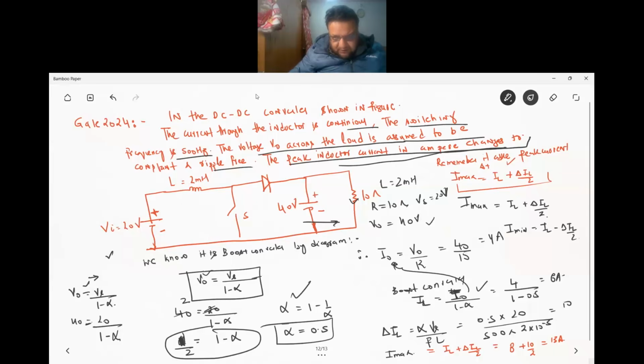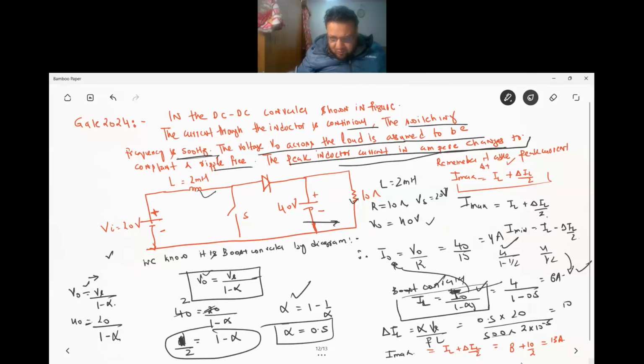Then you need the value of I naught. I naught is V naught by R straight away. So that is 40 by 10. This is 4 amperes, right? And then you need the IL value. We saw the equation IL is equal to I naught by 1 minus alpha. So I naught is 4, 1 minus 0.5, 4 divided by half, which will become 8 amperes. Then you have delta IL equal to alpha Vs by FL. Alpha value you got 0.5, Vs is 20, F is given in the question as 500 hertz, L is also given as 2 millihenry, 2 into 10 power minus 3. From there you will get the delta IL value.